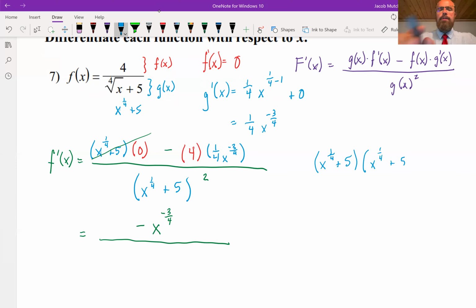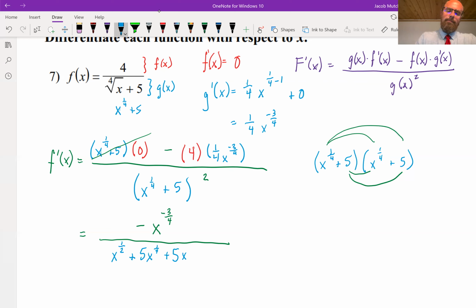And that we need to double distribute again. So I'm going to draw those arrows, first, outer, inner, last. And we'll write the product down here in the denominator. So x to the power of 1/4 times itself. Remember, you add up those powers. So it's going to be a quarter plus a quarter is a half. And then the outer term, x to the power of a quarter times 5, is going to be plus 5x to the power of 1/4. And the inner terms will be the same, 5 times x to the power of 1/4. And then the last terms will be 25.